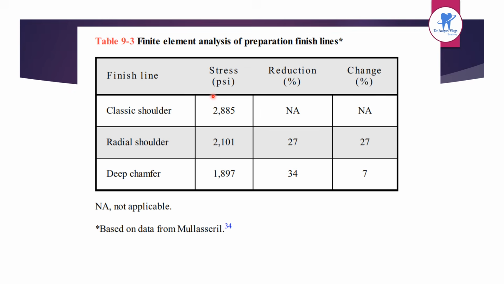This is a table showing finite element analysis for preparation finish line. For classic shoulder, it is 2885, radial shoulder 2101, and deep chamfer 1897. That is stress. So from this table we can find out that the classic shoulder has more stress, then radial shoulder lesser than classic, and very less is deep chamfer compared to the shoulder.